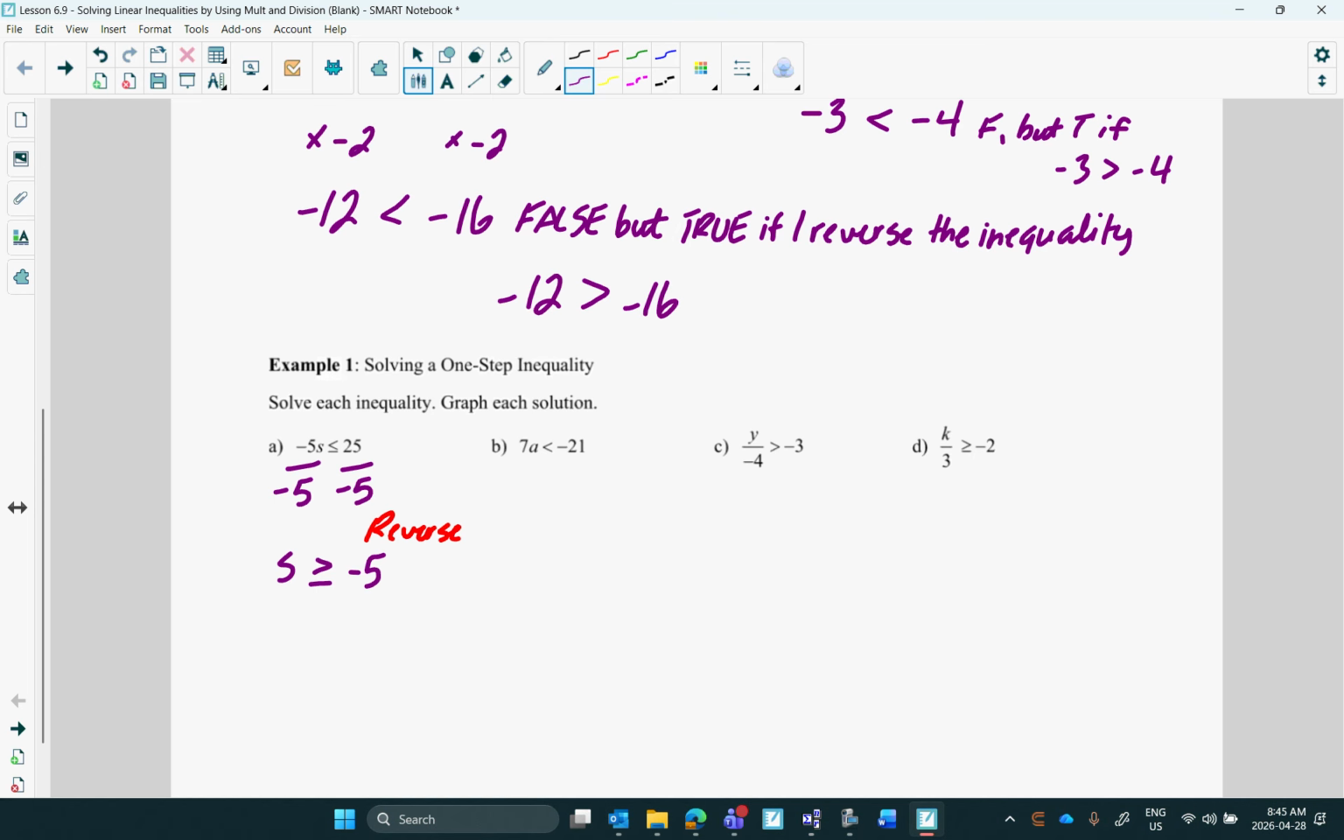So in B, what do I do to get A by itself? Let's divide it by 7. Divide by 7, which means I have to divide the right side by 7. Did I divide by a negative? No. So I don't reverse. Leave it. And -21 divided by 7 is -3. It's okay if it's negative on that side. I didn't divide by a negative.